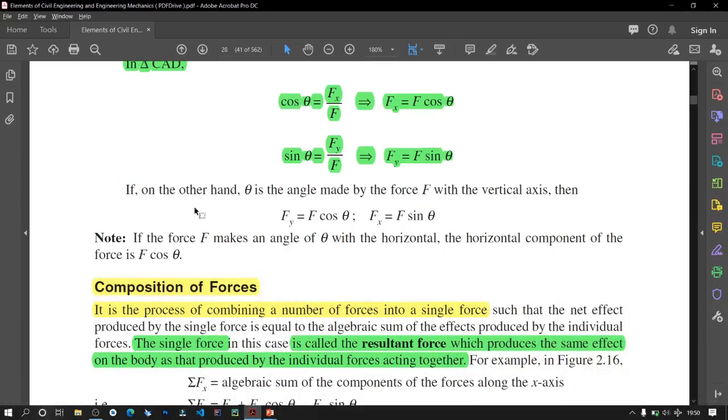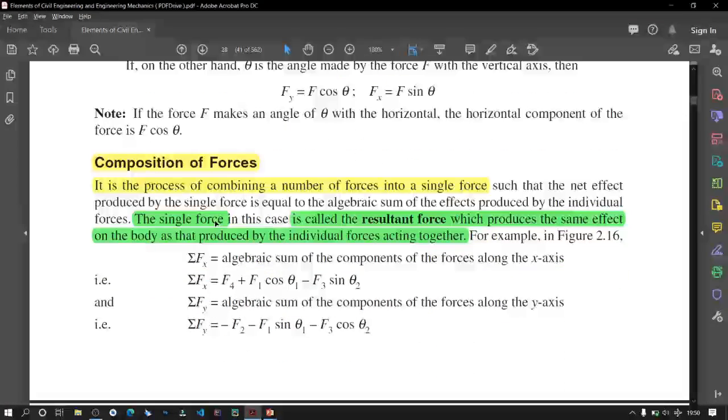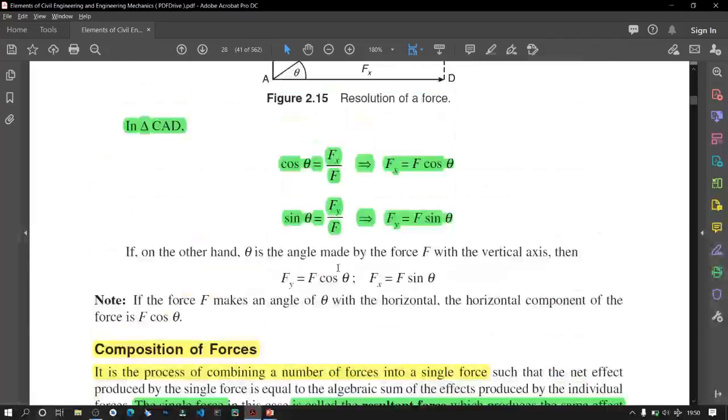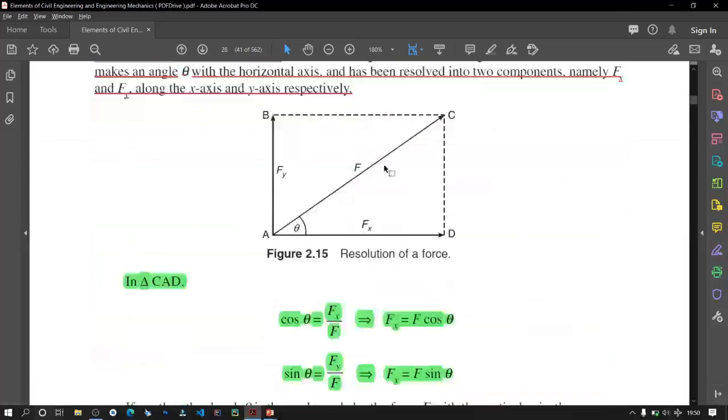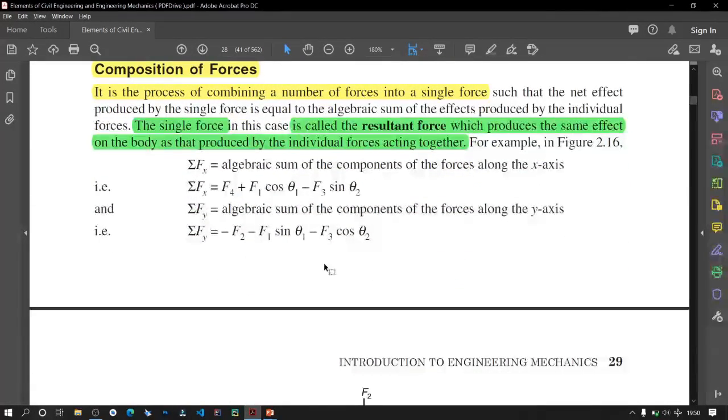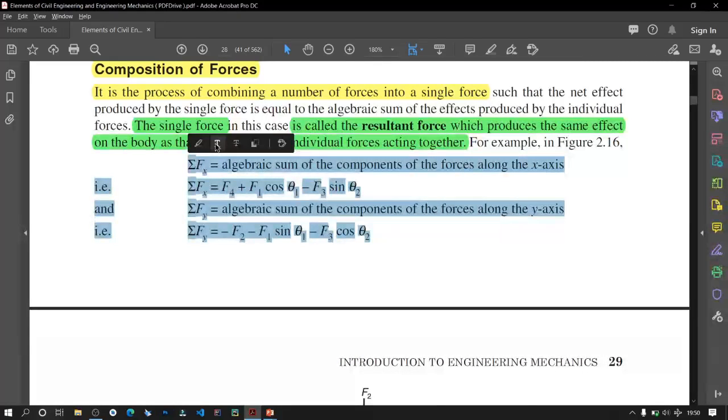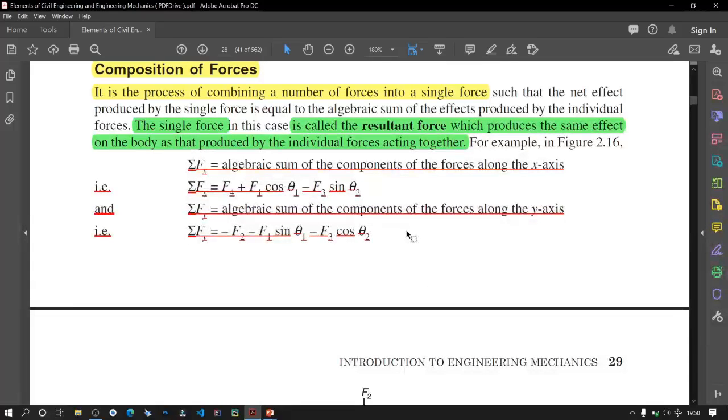Now composition of forces. It's the process of combining a number of forces into a single force, the resultant, as in the diagram above. The superposition of forces is how to find the resultant force. You can learn that R is equal to F1 plus F2 plus F3. I would suggest you just write this, and you would understand the question in the question itself.